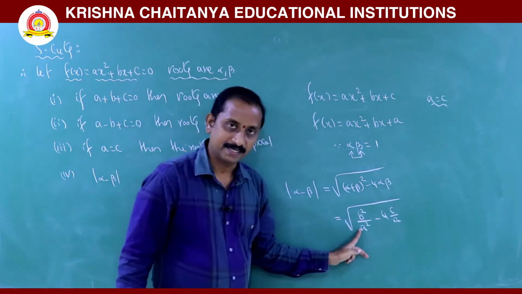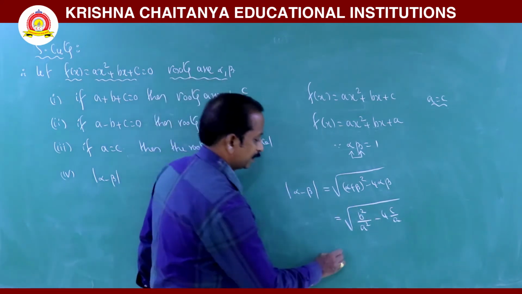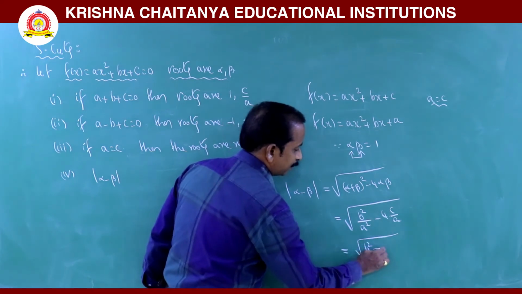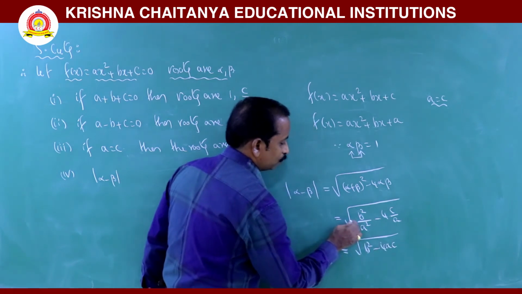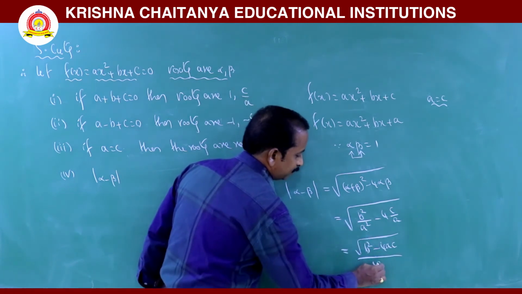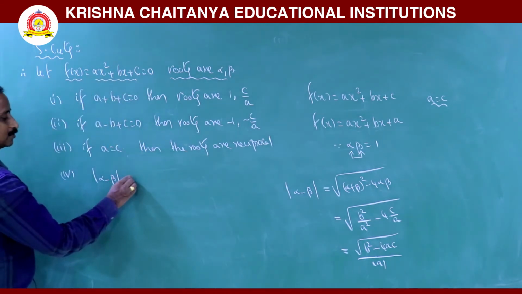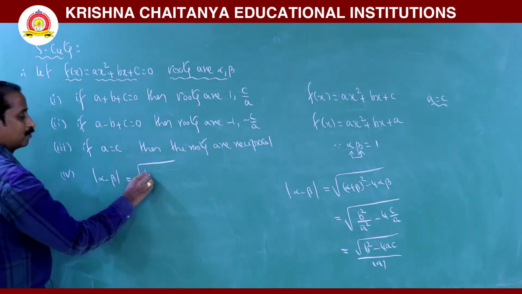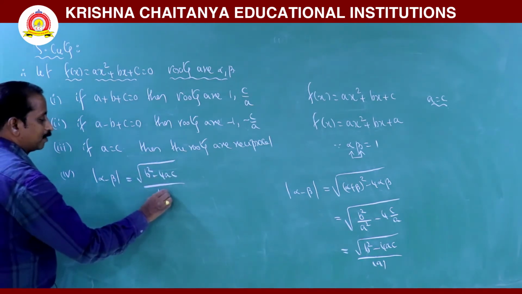For the numbers a square and a, the LCM should be a square. Take the LCM, what do we get? Square root of (b square minus 4ac) divided by a square, and square root of a square I can write as modulus of a. So the difference of the roots alpha minus beta is equal to, you can apply, square root of (b square minus 4ac) divided by mod a.